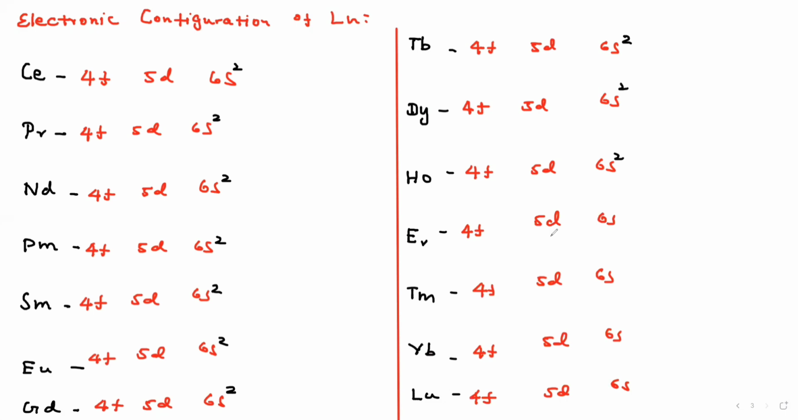In case of 5d, very important: first element, 7th element, last element. The first element is cerium, the 7th element is gadolinium, and the last element is lutetium. For these 3 elements only you have to put 5d1. For all other elements, put 0.